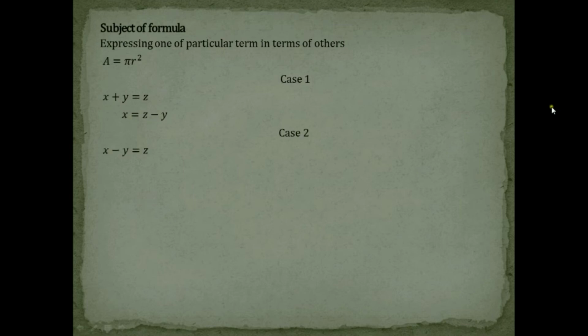Case 2. Now case 2 is, of course, a similar case to case 1. x minus y equals z. What is preventing x from standing alone? Minus y. So what do you do to minus y? Move it to the other side. And once you move it to the other side, what happens? It becomes plus. Why is it plus? Because it was minus here. Once it's minus, if you move it to the other side, it becomes plus. Once it's plus, you move it to the other side, it becomes minus. So what do we have?